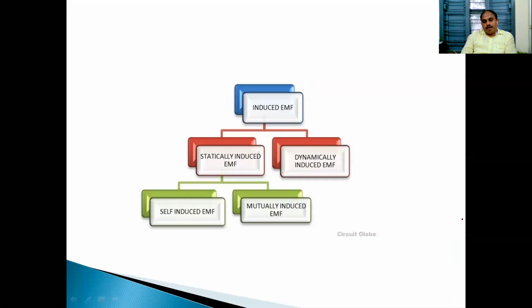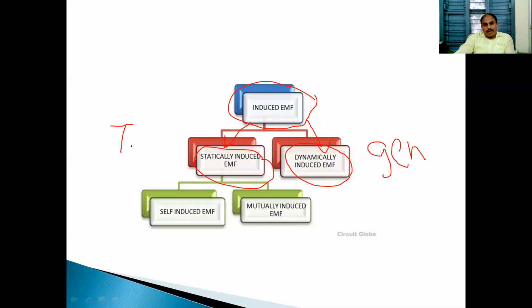According to Faraday's laws, induced EMF is classified into two types: dynamically induced EMF and statically induced EMF. Dynamically induced EMF means generators. Generators generate power on the principle of dynamically induced EMF. Statically induced EMF means a transformer. A transformer operates on statically induced EMF. Statically means stationary, dynamic means motion.